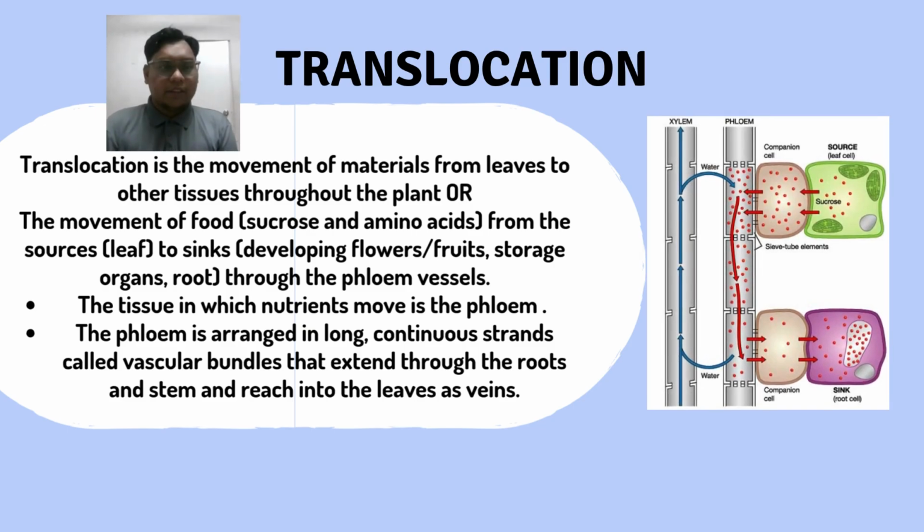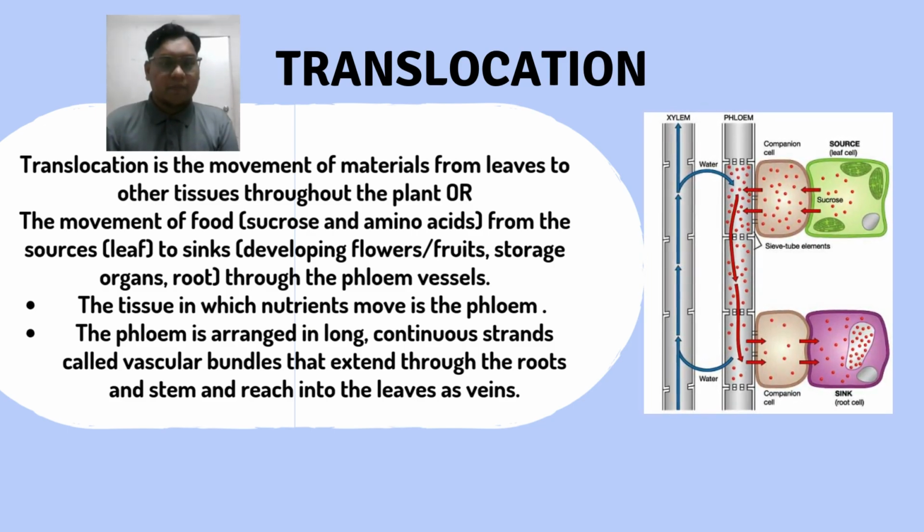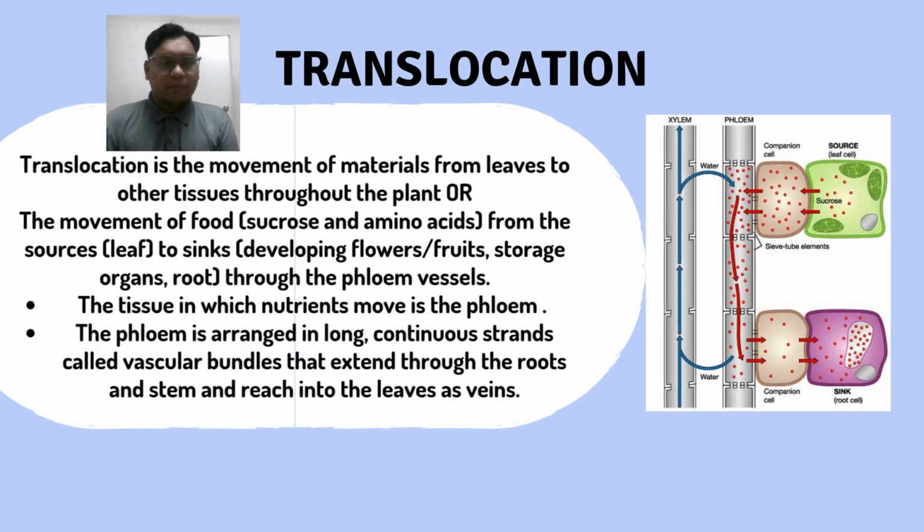Translocation. Translocation is the movement of material from leaves to other tissue throughout the plant, or the movement of food, sucrose and amino acids, from the source leaf to the sink, developing flowers or fruit, or storage organs, roots, through the phloem vessels. The tissue in which nutrients move is the phloem. The phloem is arranged in long, continuous strands called vascular bundles that extend through the roots and stem and reach into the leaves as veins.